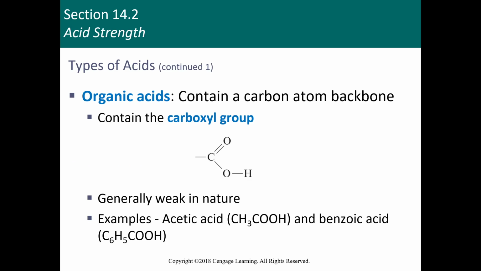Organic acids, this is going to contain a carbon atom backbone. So right here we see the carboxyl group. This is a more specific example of the oxyacids. And the reason it's more specific and it's so important is the organic acids, of course, are pretty much all of your biological acids. So they are the most common biological acids. These are typically weak acids in nature. These are things like acetic acid, benzoic acid, formic acid, etc.